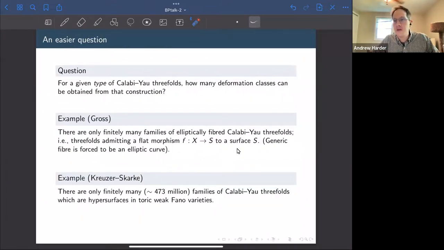And then there's also similar results due to Kreuzer and Skarke from around the same period, so the late 90s, early 2000s, I can't remember exactly when, which says that there are finitely many, and they, to some extent, enumerate. I'm going to give an approximation here, and I'll explain what this approximation means in a second. There's a finite number of Calabi-Yau threefolds, which are smooth hypersurfaces or generic hypersurfaces in toric weak Fano varieties. So what Kreuzer and Skarke did was that they classified reflexive four-dimensional polytopes.